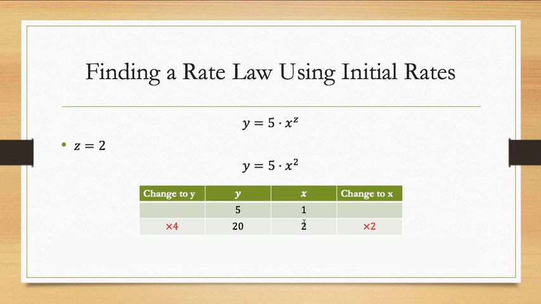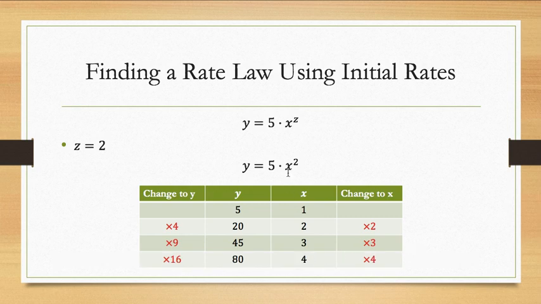So doubling x, we get 4 times the change in y. If we tripled x, 3 squared is 9, times 5 is 45, so the change in y is 9-fold. If we quadruple x, 4 squared is 16, times 5 is 80, so we get 16 times the change in y.